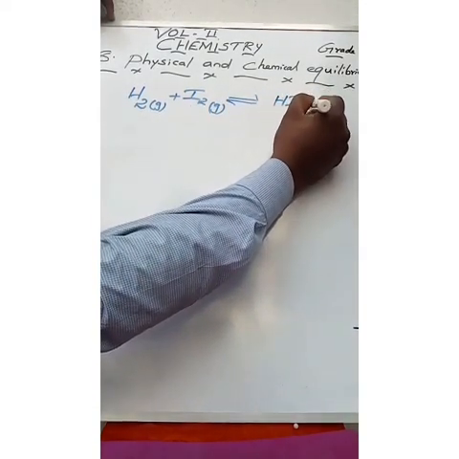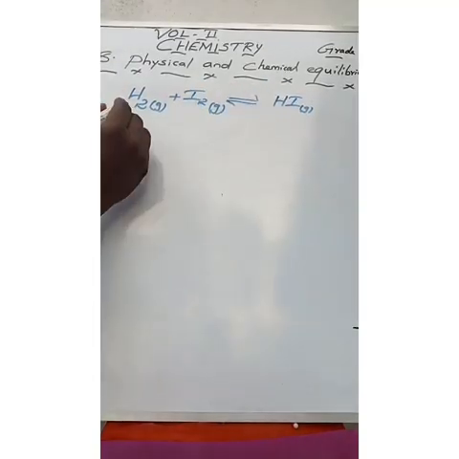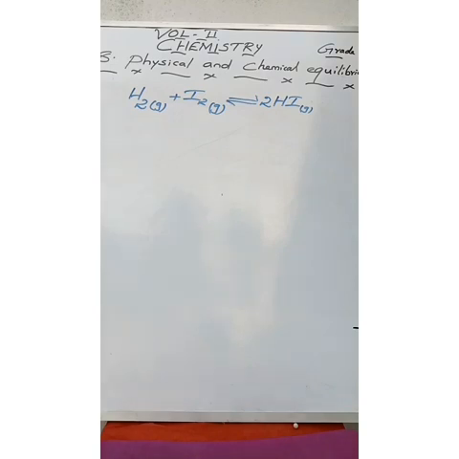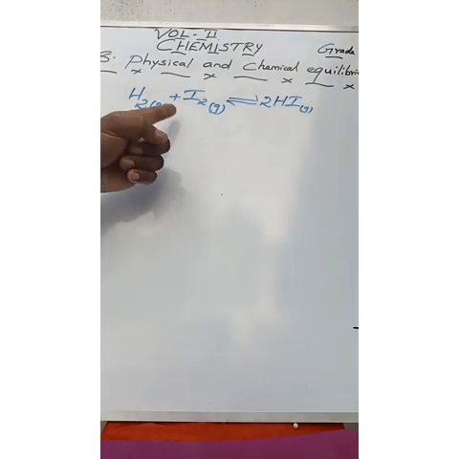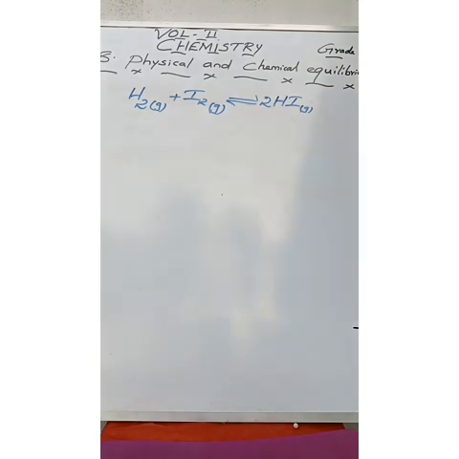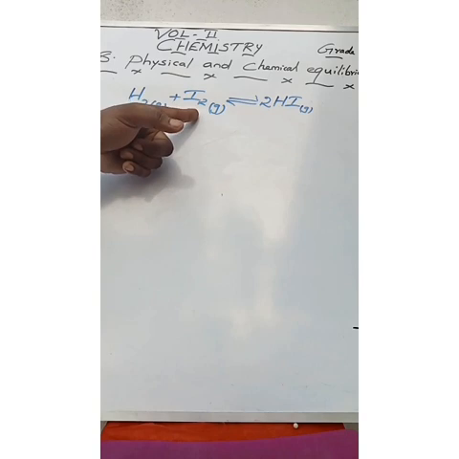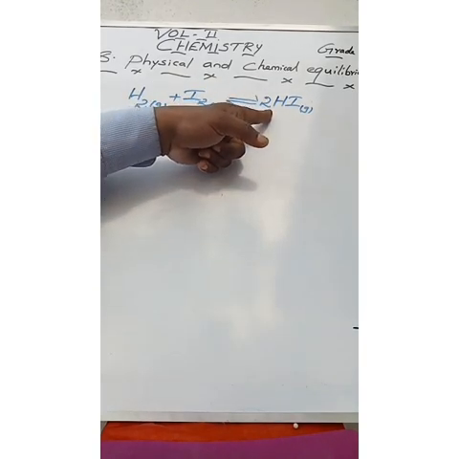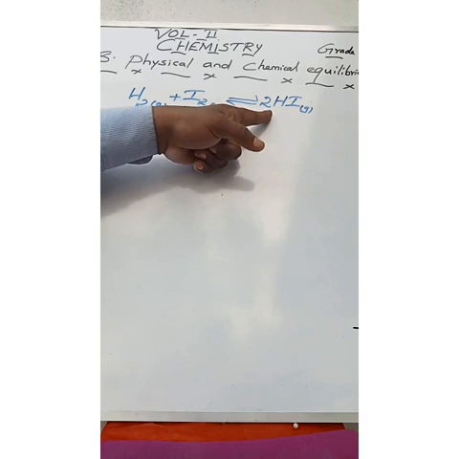This is also gaseous, so you have to balance the equation. 2 hydrogen, so make it 2 here, 2 iodine. Now the equation is balanced. Okay, this is one equilibrium reaction. One mole of hydrogen gas reacts with one mole of iodine gas, and we get 2 moles of hydrogen iodide. Am I right?